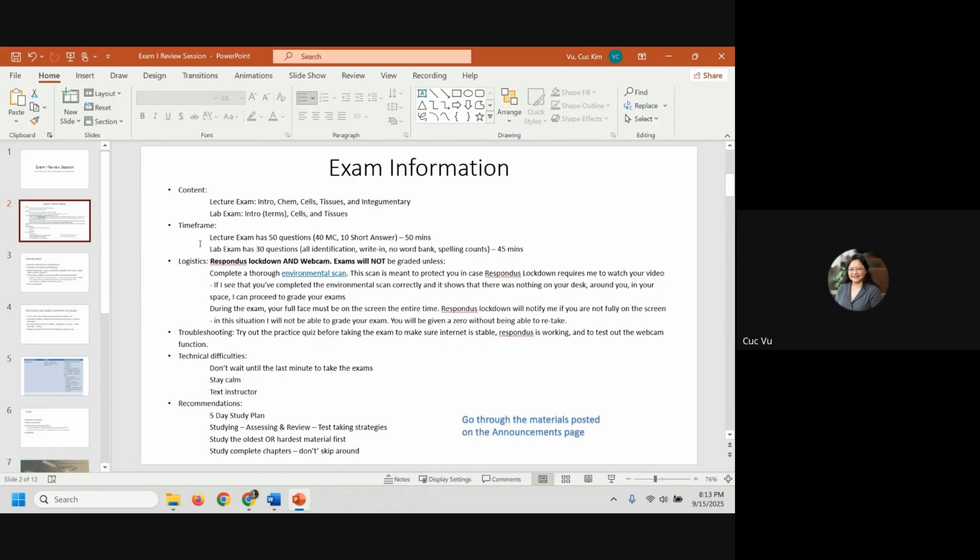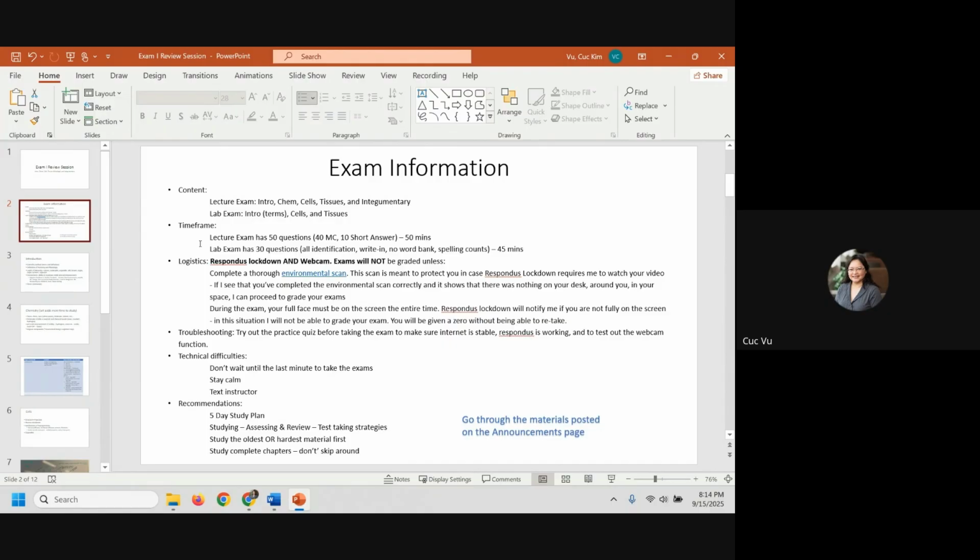The environmental scan has you scanning your whole table, your whole work area. It doesn't have to be a table. You can be doing this on your bed. I know sometimes you're limited in what space you can take the exam in. That's cool. Wherever you are, just scan your whole surroundings so I know you don't have anything around you that you shouldn't have. There's also a recommendation to have a mirror behind you so I can see your screen at the same time I can see you, because students have been trying to be tricky and put their cell phones in front of their laptops. Respondus has a way of tracking your eye movement so it can detect that.